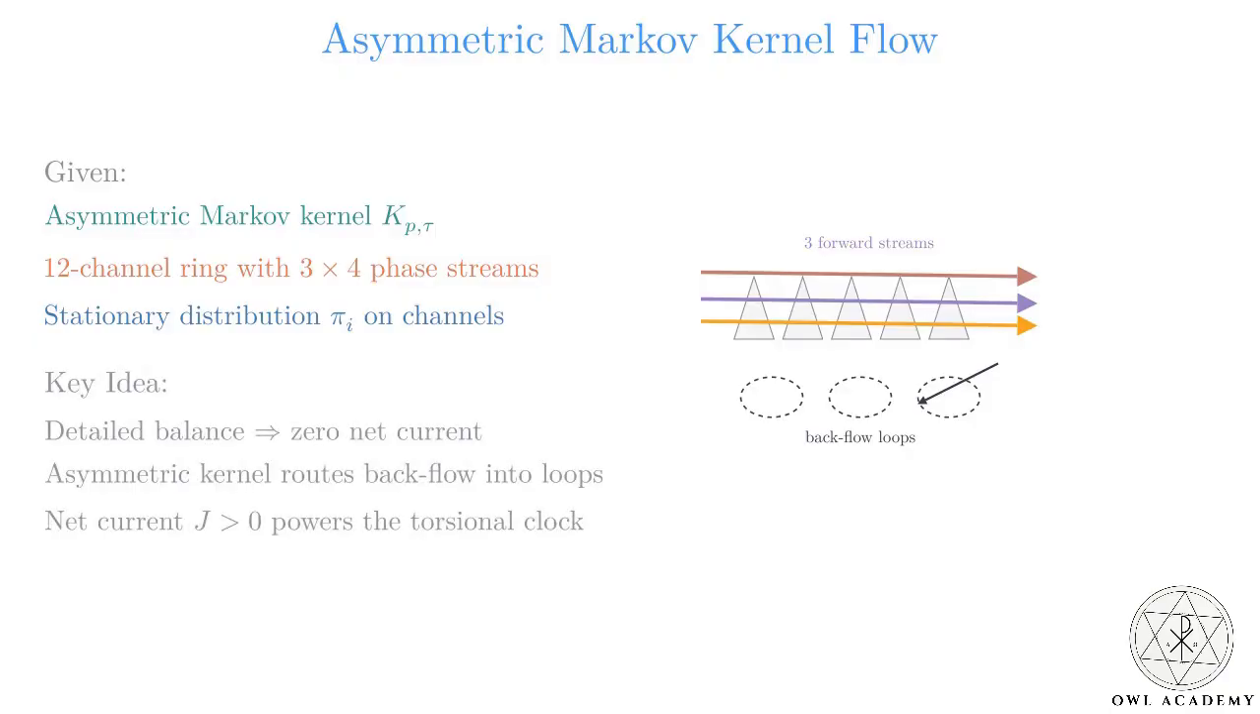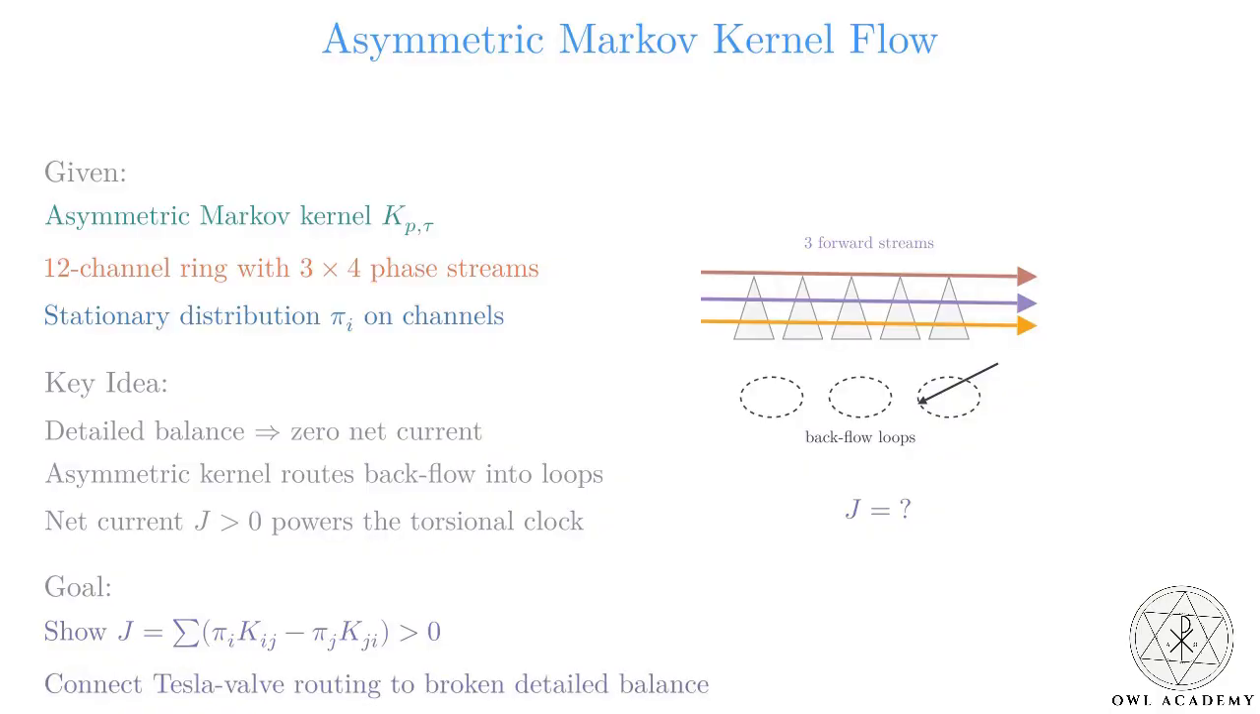Most stochastic systems obey detailed balance, meaning every forward jump is matched by an equal backward jump. That gives zero net current and no arrow of time. The pump must break this symmetry without destroying probability conservation. Goal: show how the kernel K sub p tau produces a strictly positive current J and connect it to the 3 nested streams of the 12-channel ring.